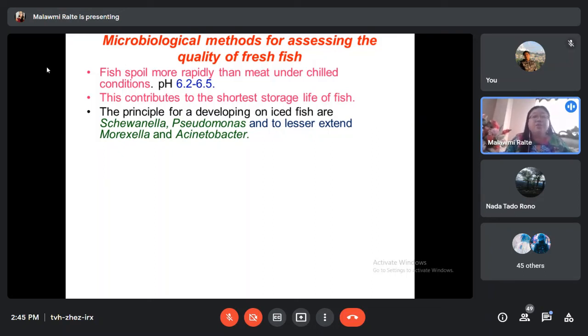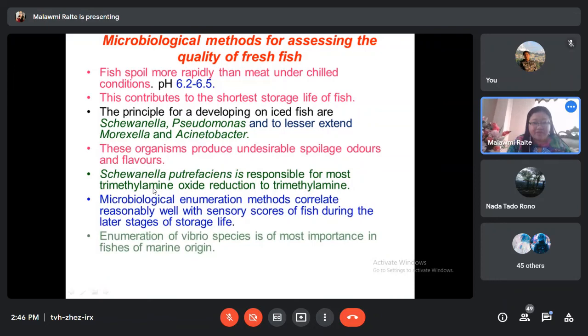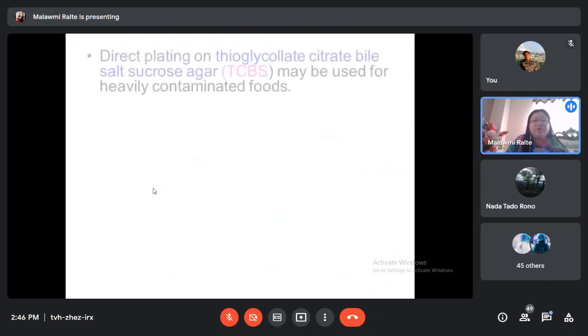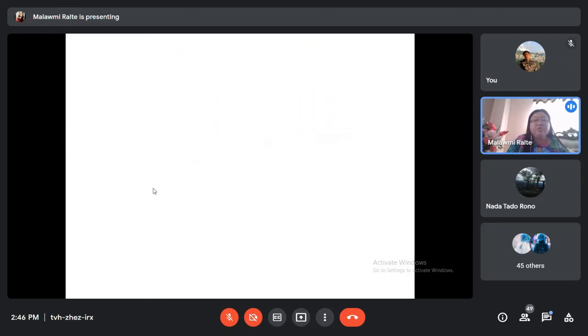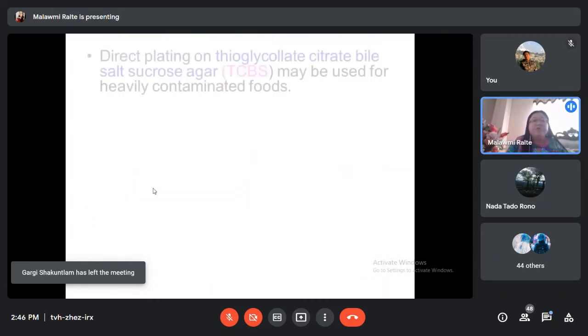Okay, so these are some Shigella, Pseudomonas, Moraxella, Acinetobacter. These are some of the bacteria which we used to get in the case of fish bacterial spoilage. And apart from that, Vibrio cholerae is also one of the important bacteria we have to keep in mind for fish.